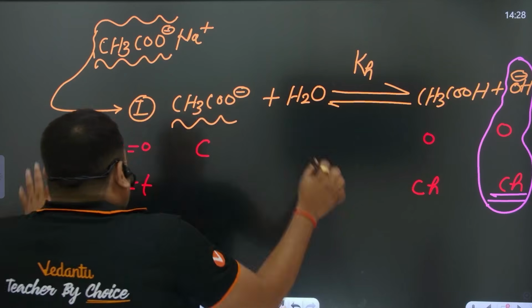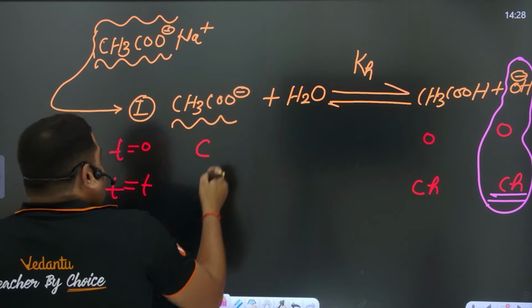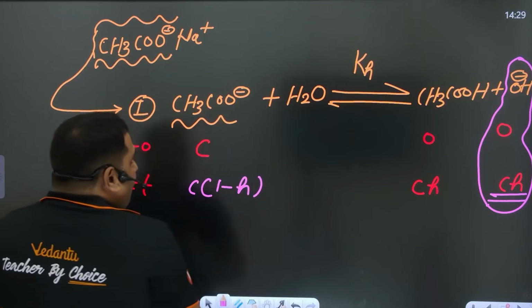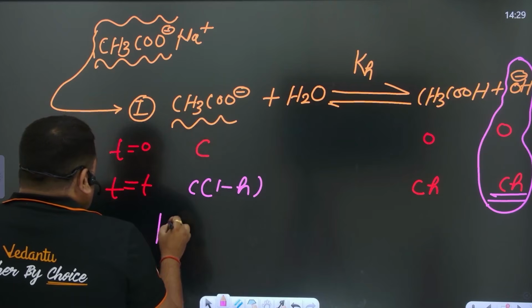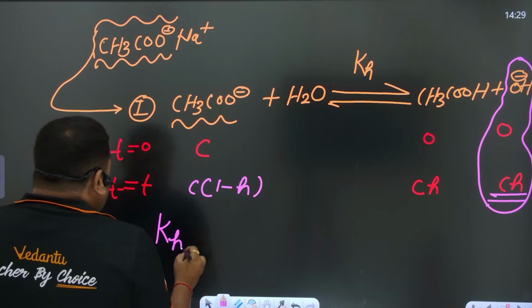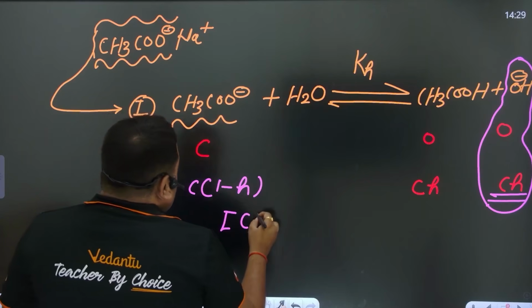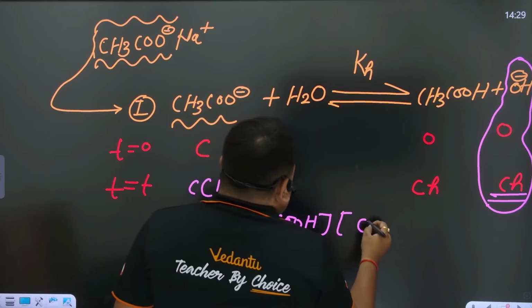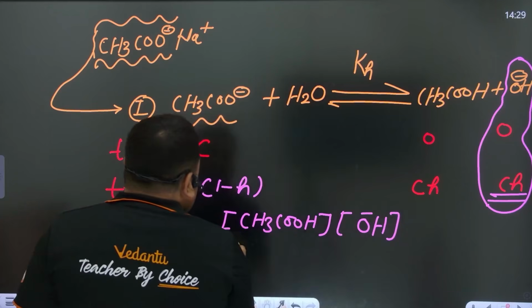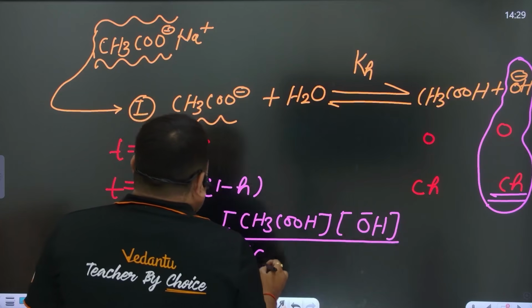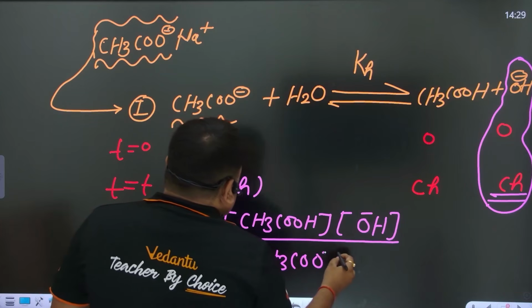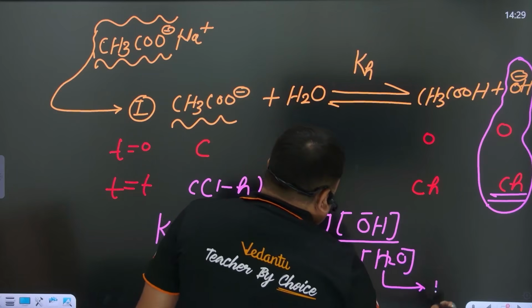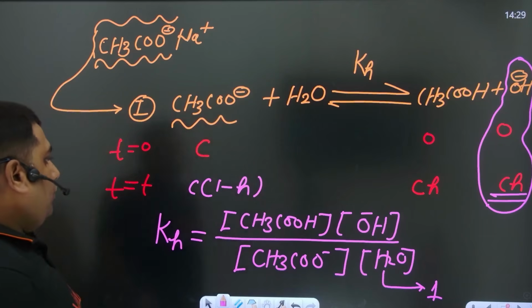Okay, so see, the concentration of this acetate ion at t equal to t is C(1 minus h). Okay, so we can write Kh is equal to the concentration of acetic acid using the above equation into the concentration of OH minus divided by the concentration of acetate ion, right beta, and the concentration of water is taken as 1, right? So this is equation number 1.